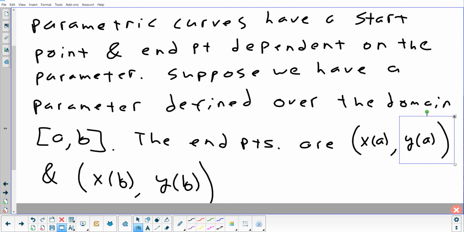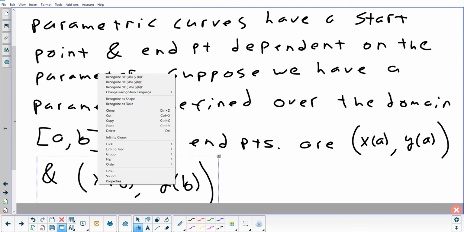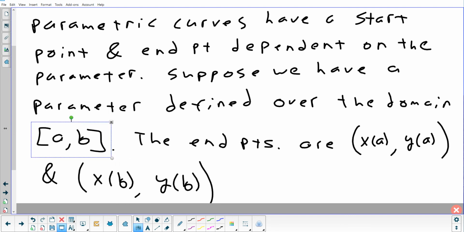If you want to find where the graph ends, there's also two calculations you have to do, but you're going to plug in a different number. To figure out where a graph ends, you look at your interval, look at the maximum value in your interval, and you plug that number into the formula for x, and then plug that number into the formula for y. So essentially there's 4 calculations you have to do to find where a graph starts and stops.